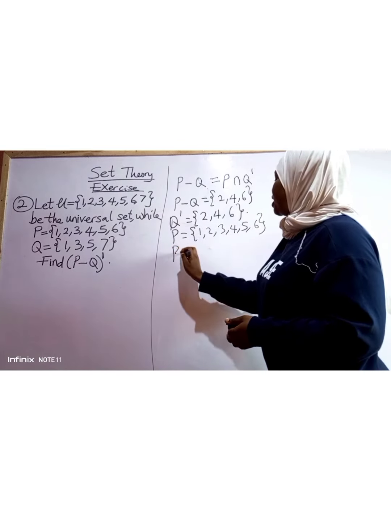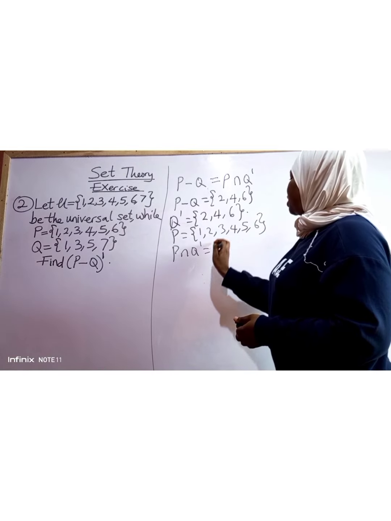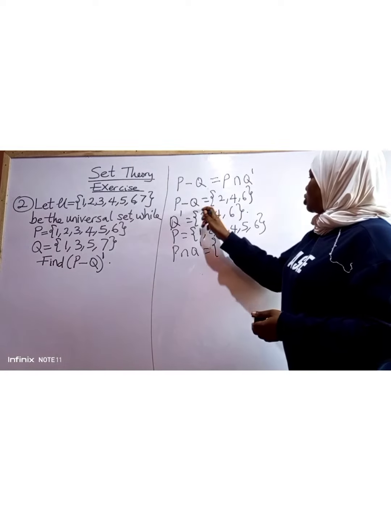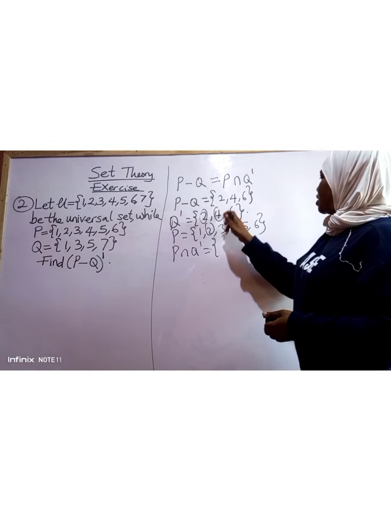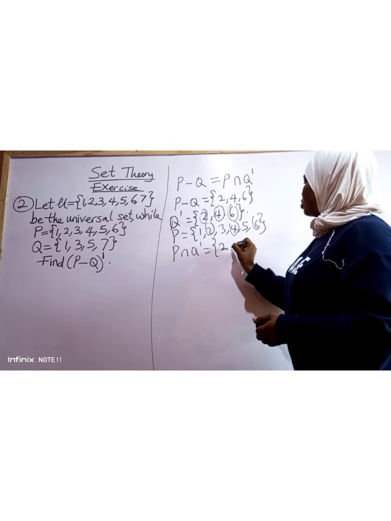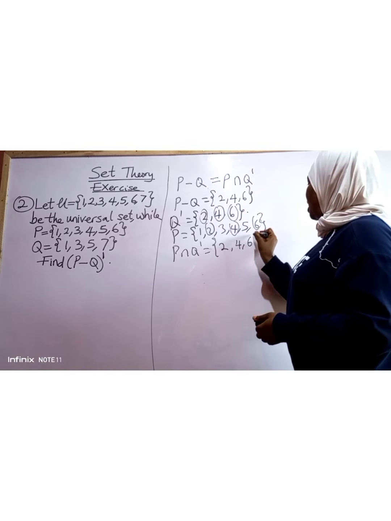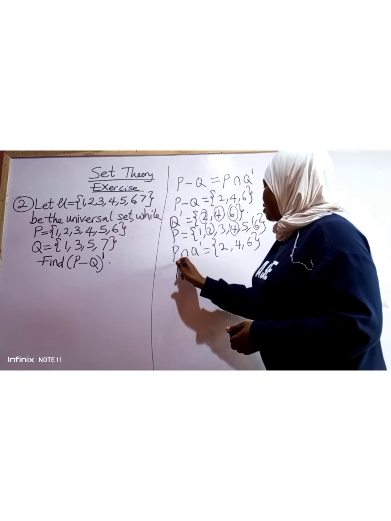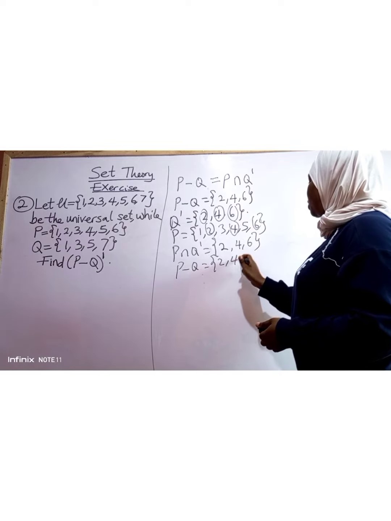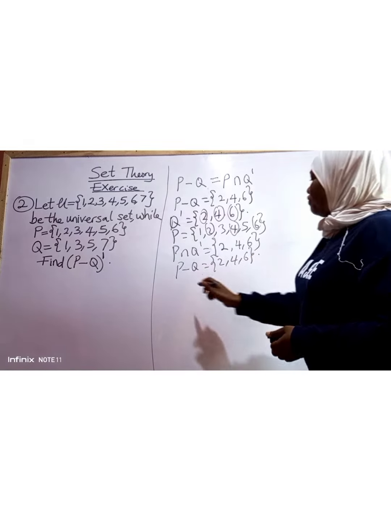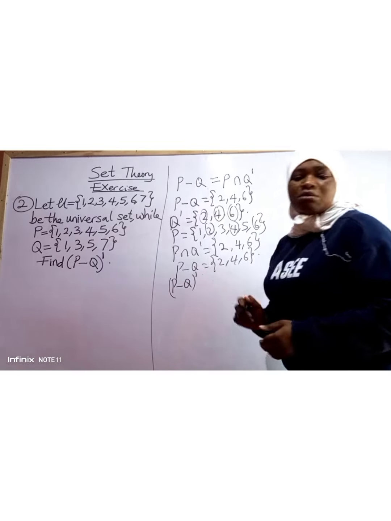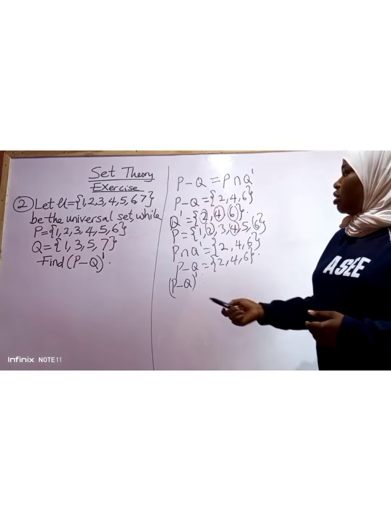Let's now find P intersects Q prime. That is the elements that they have in common. So you can say that 2 is here, 2 is here, 4 is here, 4 is here, 6 is here, 6 is here. So can you see? So 2, 4, 6. And that is our P minus Q.